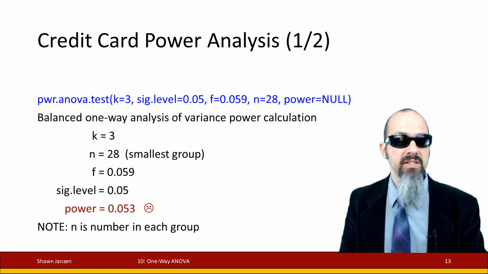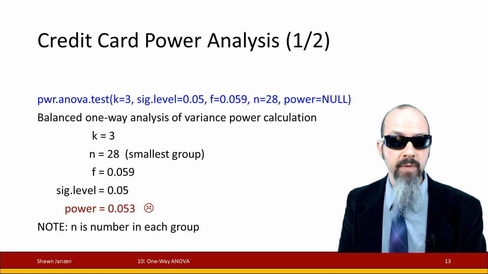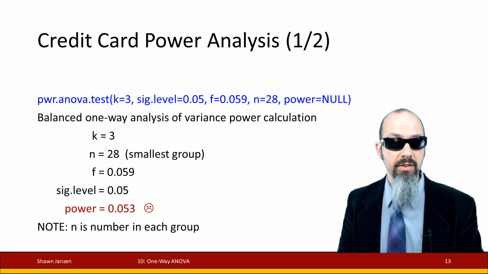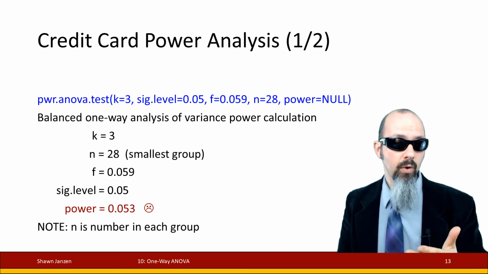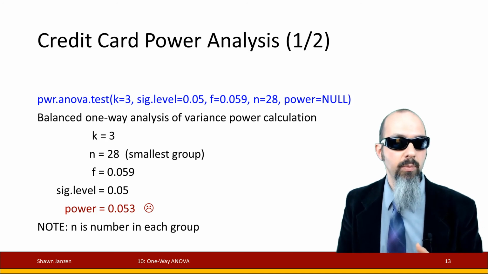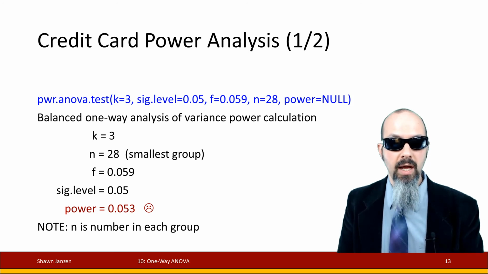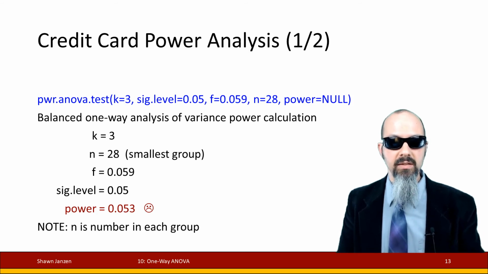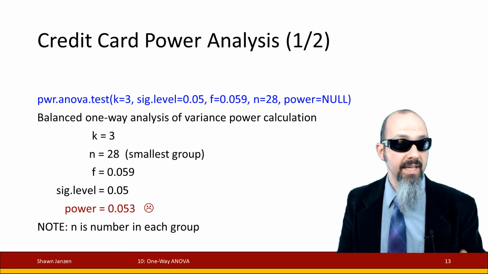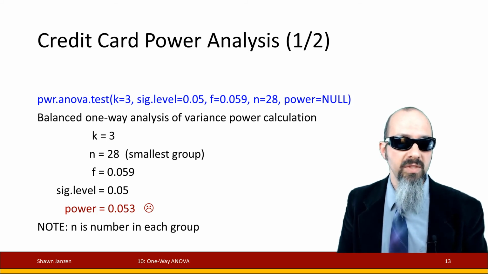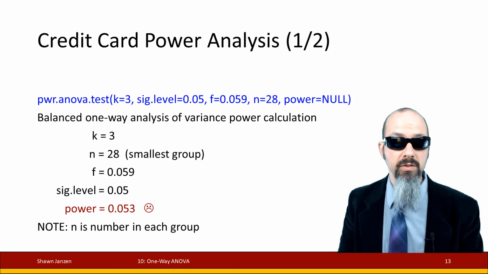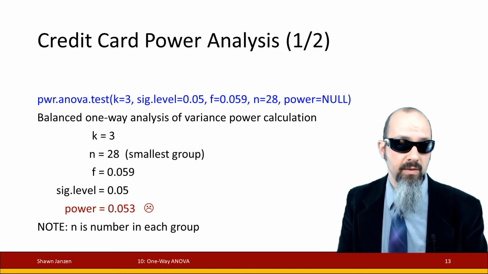Now let's go ahead and do another example here using the credit card analysis from the previous video. In this case, I have the 3 groups, rent, own, and mortgage, and I have the same sig level of 0.05 for my alpha. I have a much smaller effect size here, 0.059, and the smallest sample size group was 28. That was the ones that owned their homes. The others were like 180 something, so I'm only plugging in the smallest group that I have there, and I'm leaving power as null. That's the one I want to figure out.